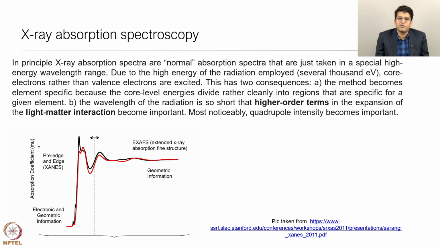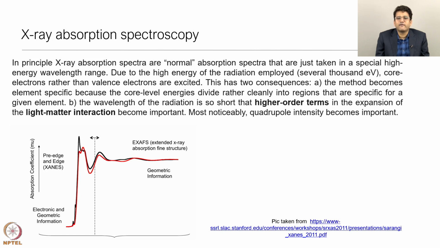The method becomes element specific because the core level energies divide rather cleanly into regions that are specific for given elements. So, the core orbital energies of oxygen will be completely different from carbon. So, if you have a compound containing carbon and oxygen, you can definitely tell which one is excited from carbon and which one is excited from oxygen.